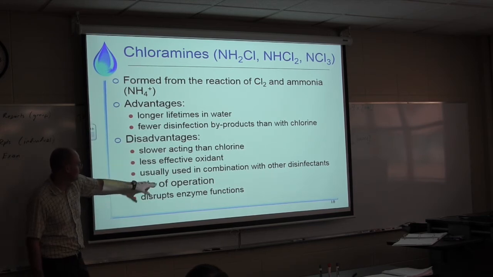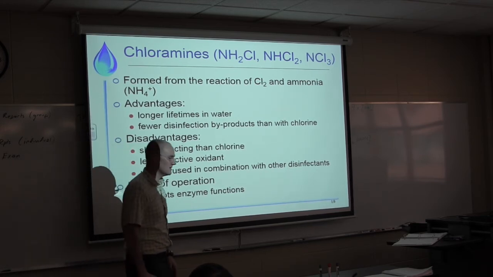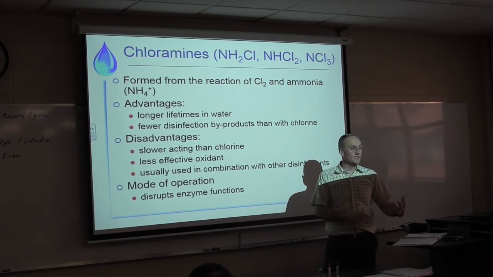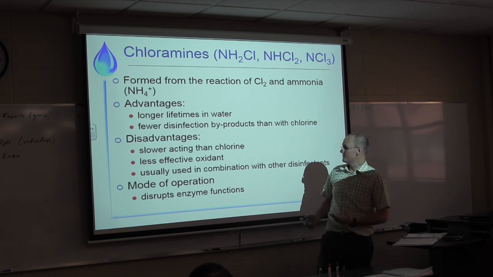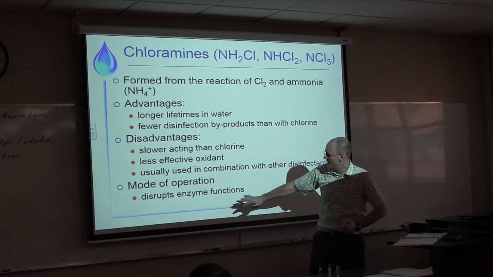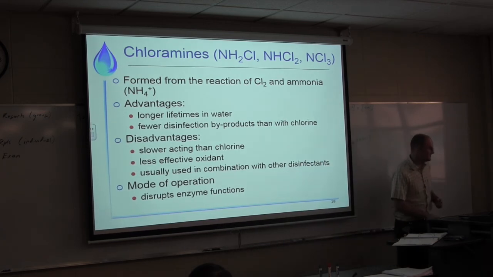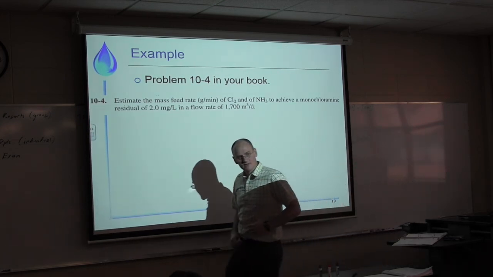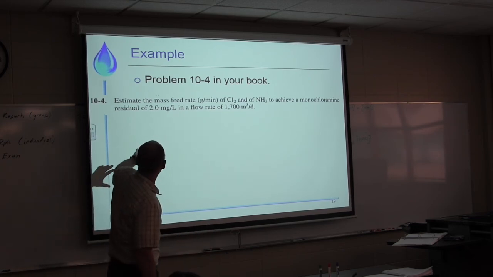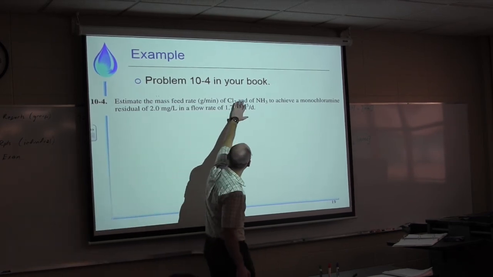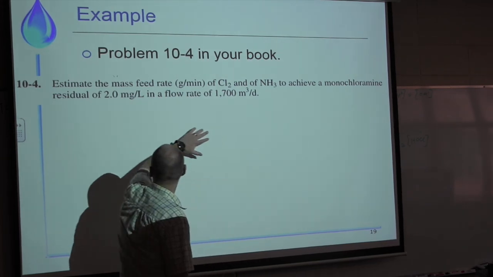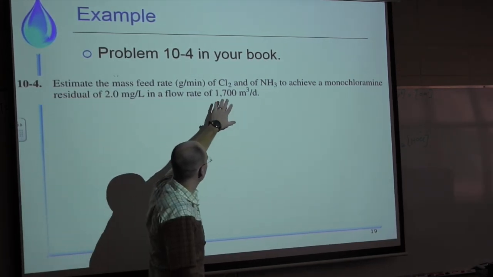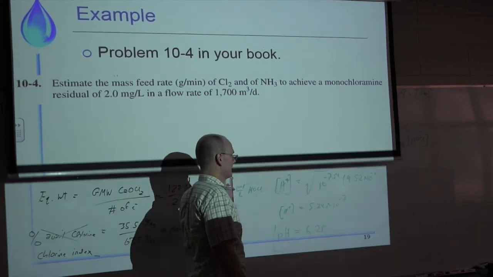And because of that, we usually use it in combination with other disinfectants. So we use chlorine first to do our major disinfection, then we'll add chloramines at the end to give us our residual, is one thing that we can do. And again, it's going to disrupt the enzyme functions here. So we've got another example. Again, it's more chemistry that we have to do. We have to figure out what's the mass feed rate of chlorine and ammonia to achieve a monochloramine residual of 2 milligrams per liter if we have a flow rate of 1,700 meters cubed per day.